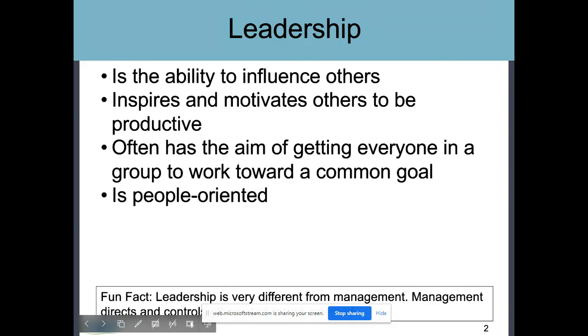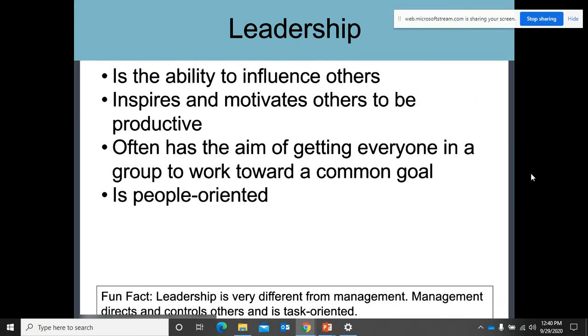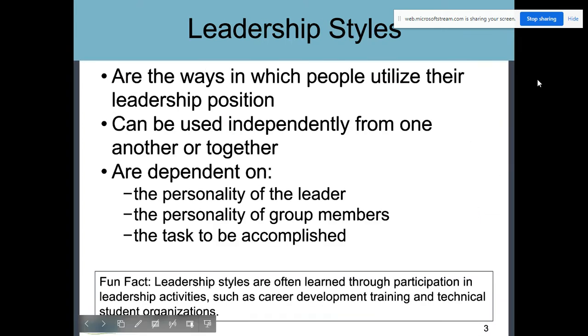Okay, so leadership, we've kind of talked about this, but just to rehash, is the ability to influence others. It inspires and motivates others to be productive, often has the aim of getting everyone in a group to work toward a common goal. It's people oriented. Okay, and down here you got a little fun fact. Leadership is very different from management. Management directs and controls others and is task oriented. Okay, leadership influences, management directs and controls.